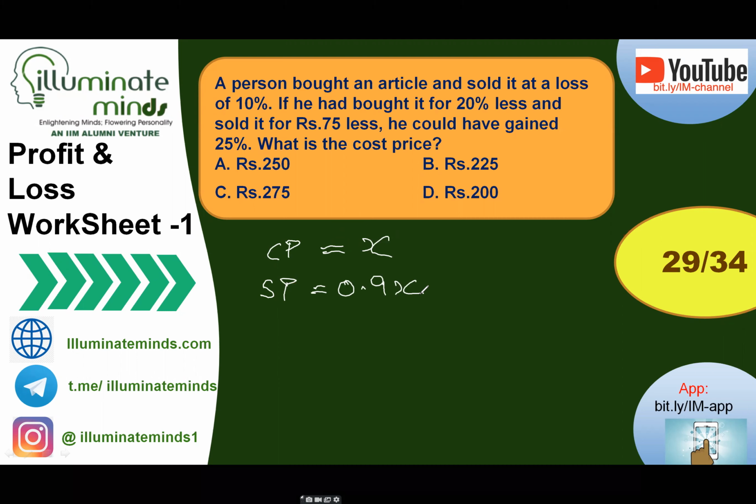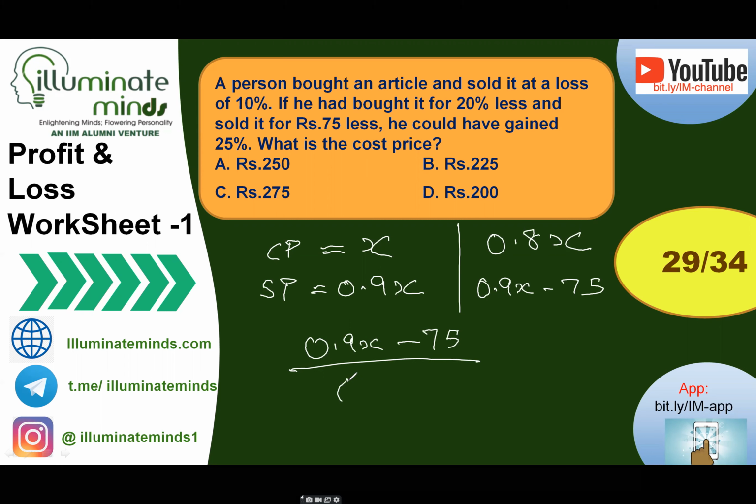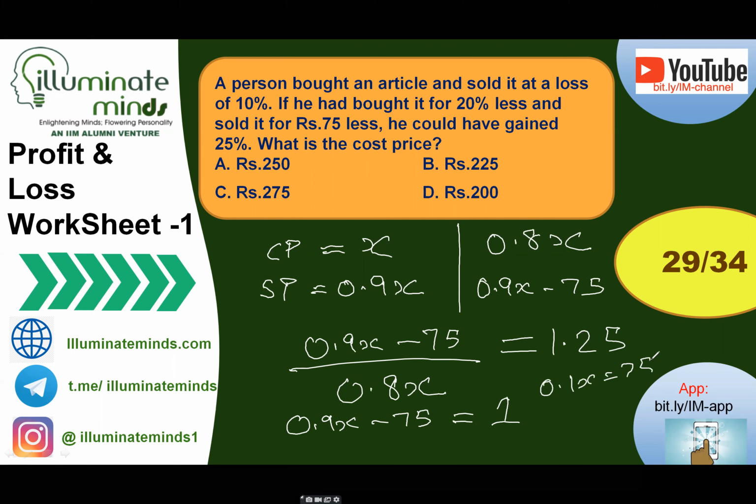If he had bought for 20% less, had he bought for 0.8X and sold it for 75 less, so had he sold it at 0.9X minus 75, he could have gained 25%. Okay, so that means 0.9X minus 75, that's SP, by CP is equal to 1.25. Correct. So 0.9x minus 75 is equal to 1.1x, so x is equal to 750.